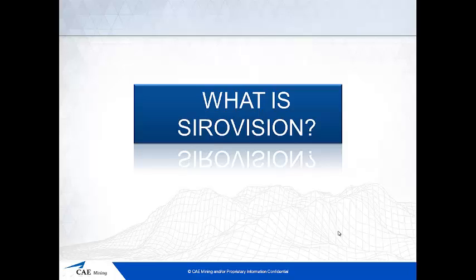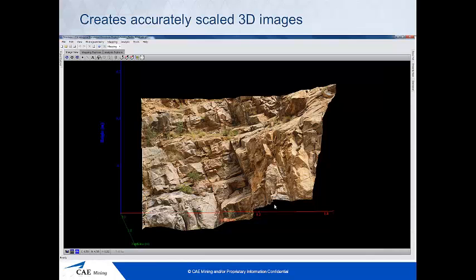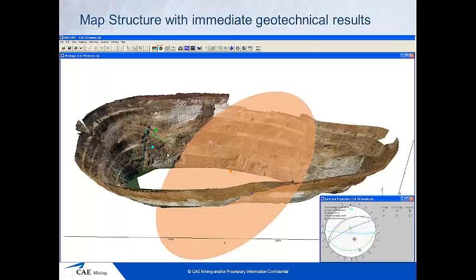So what is Sirovision? Sirovision is a photogrammetric remote data acquisition system. Basically, you take a left and right photograph of a rock face, and the software will generate spatially accurate 3D images from those left and right photographs, like the image that you can see in front of you here. Once we have the spatially accurate and georeferenced 3D image, we can map structure on that 3D image. We can map traces and planes. When you map that structure, you get immediate geotechnical parameters output from the software.